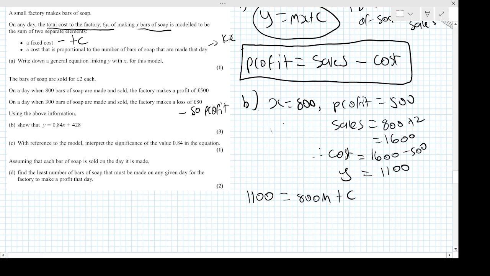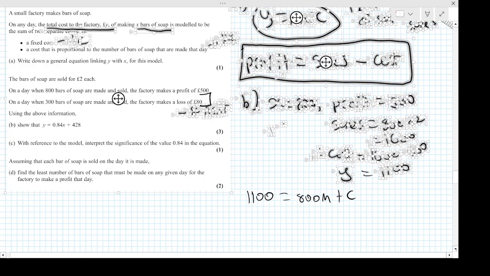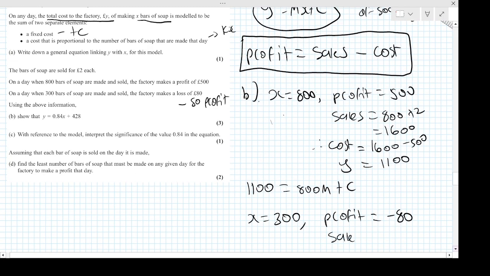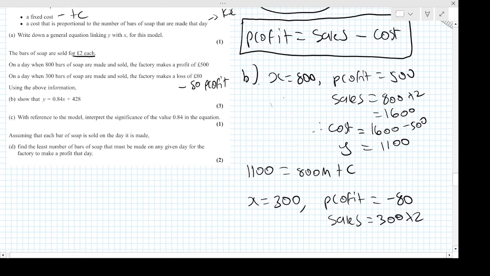But I can also use this second sentence here. On a day where 300 bars of soap are made, well, that's going to be when x is 300. That's the number of bars of soap. The factory makes a loss of 80, so that means the profit is negative 80 here. Well, that's profit. Then I need the sales, okay? In order to work out the cost, I need both of these. Each bar of soap is £2 sales each, and there's 300 bars, so it's 300 lots of 2. That's my total sales of 600.